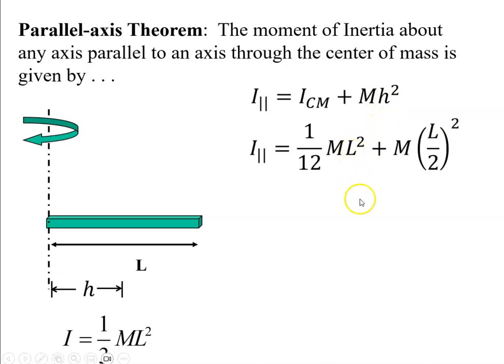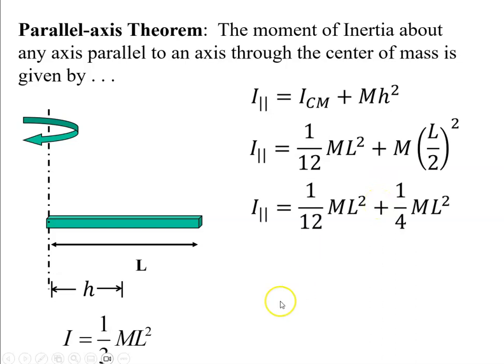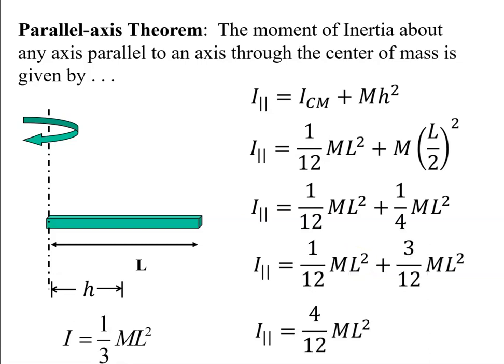Well, in this case, we shifted it a distance L over 2. So we have to square that. Again, m is just the mass of the entire thing. And so we get the following. Common denominator would be 12. So that second term would be 3/12. Combine this, and we get 4/12 ml squared, which simplifies to 1/3 ml squared.